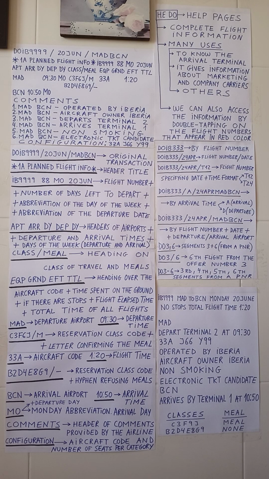DO36 is used to carry out the search using as a reference two specific segments of a PNR, which in this case are segment number 3 and segment number 6. DO3/6 is used to carry out the search taking as a reference the 6th flight of a group of flights that we can choose within offer number 3.